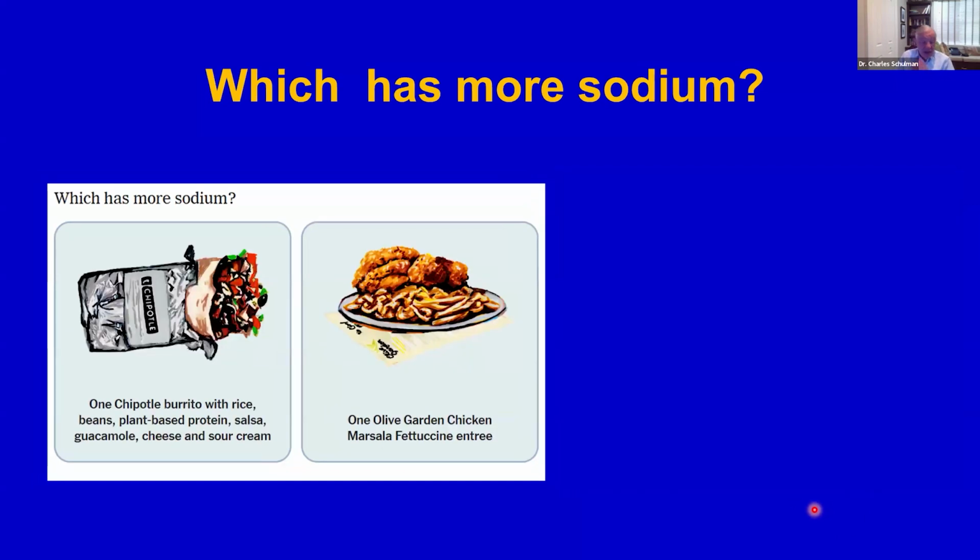Okay, one more. Which has more sodium? A Chipotle burrito with rice, beans, plant-based protein, salsa, guacamole, cheese, and sour cream, or an Olive Garden chicken marsala fettuccine entree?